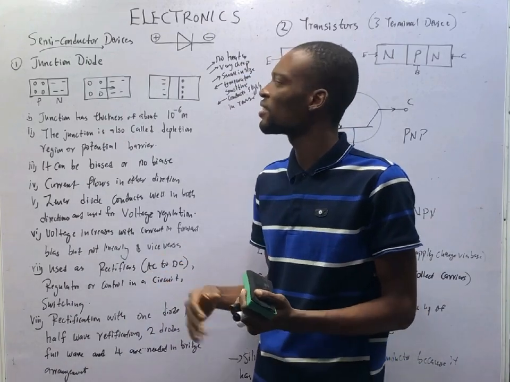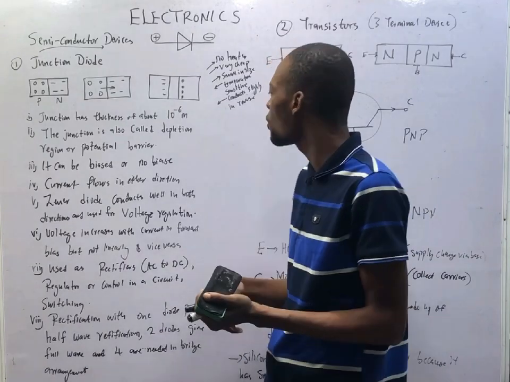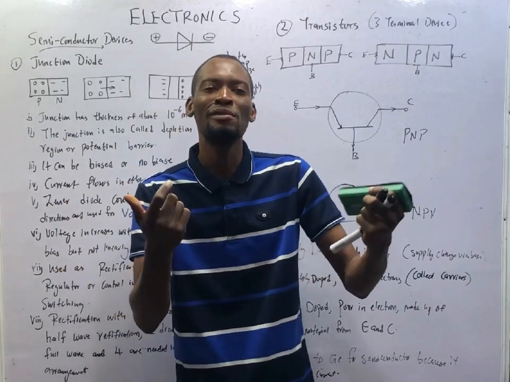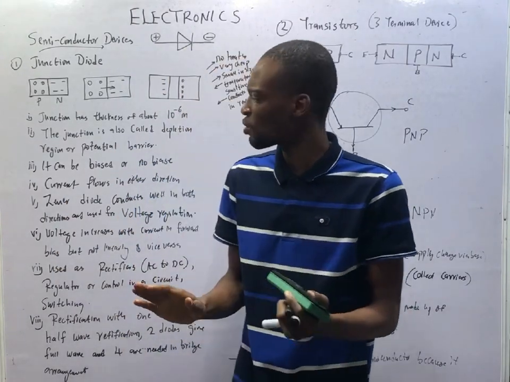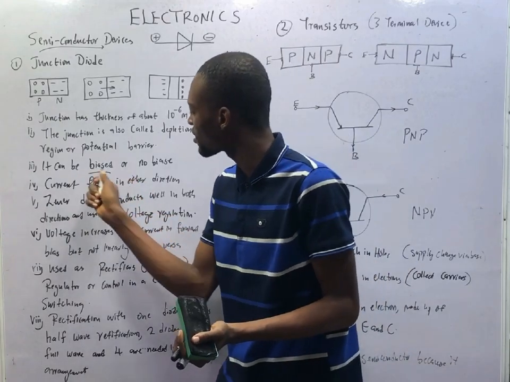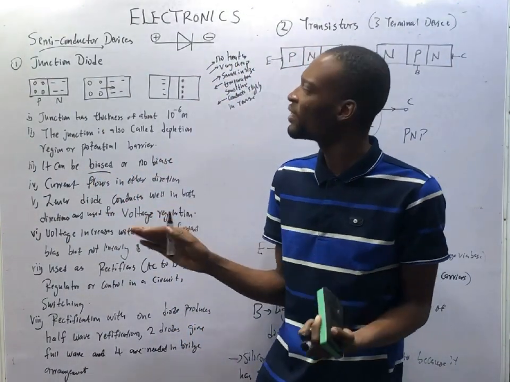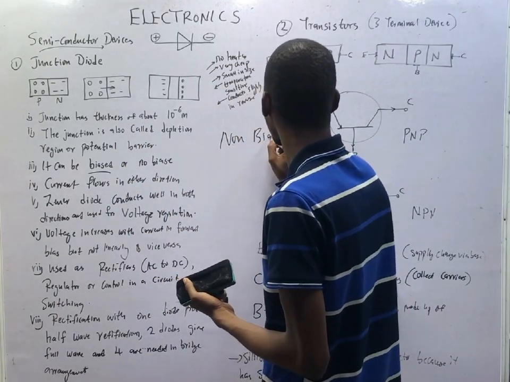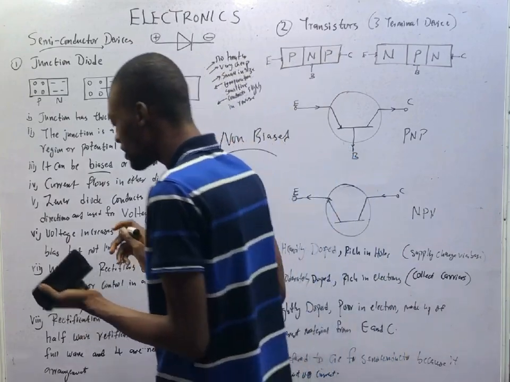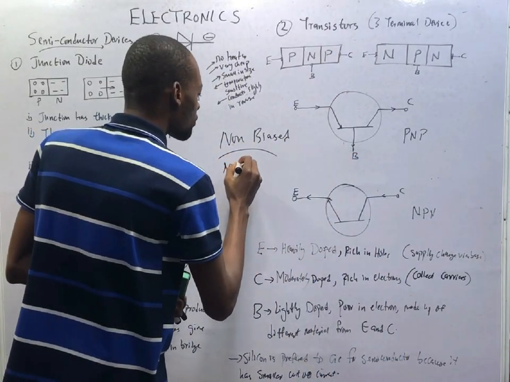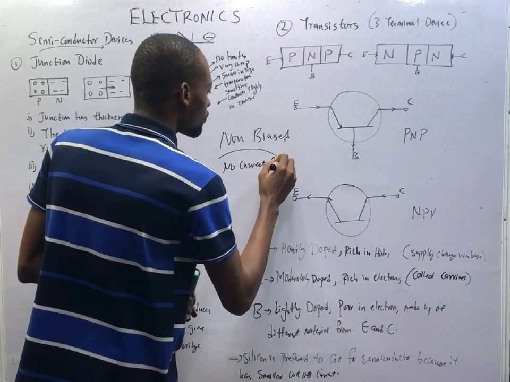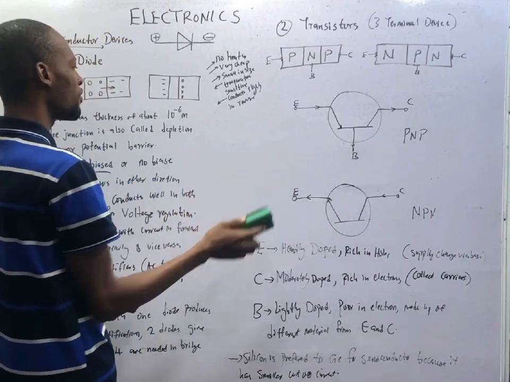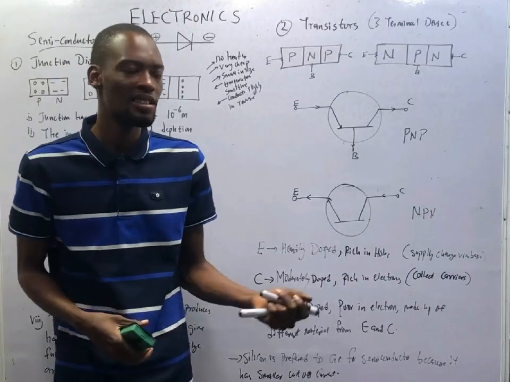Now, a diode can be biased or non-biased. Remember, we said that the process of adding impurity to a semiconductor is referred to as doping. But in the case of bias, when there is no battery connected to the diode, we say it is non-biased. And when the diode is non-biased, no current flows. So that is a diode that is non-biased. No current flows.